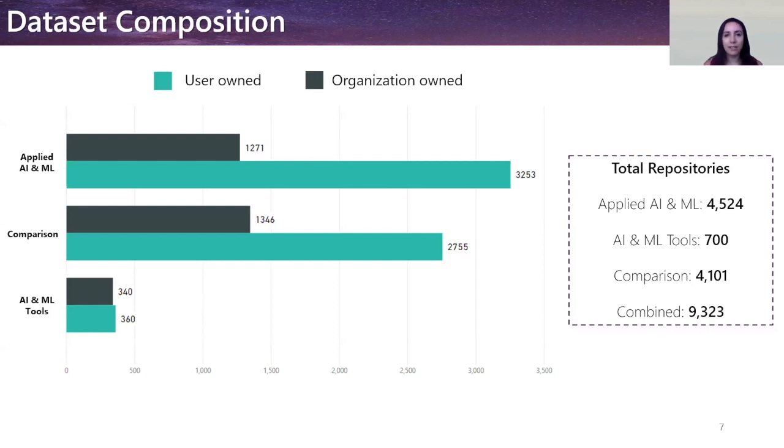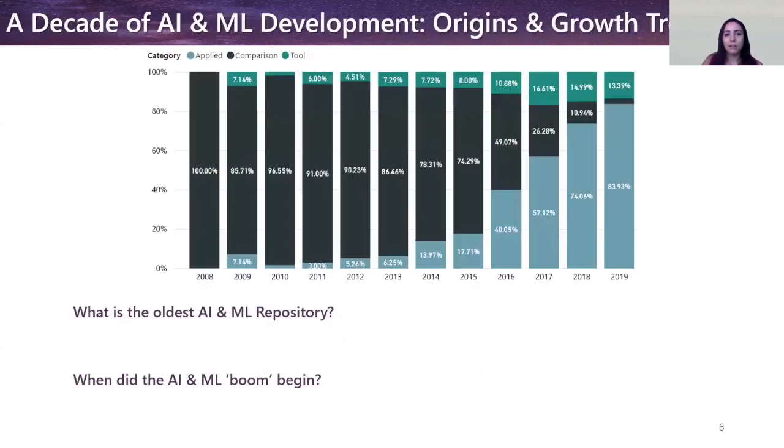4,524 were applied AI and ML. 700 were tools. 4,101 were comparisons, so no AI or ML used in them. So moving forward with our characterization, we started with a timeline. We wanted to know when the first AI and ML projects were created and the ratio of AI and ML projects to our comparison projects over time, because we wanted to pinpoint when the AI and ML boom actually occurred on GitHub.